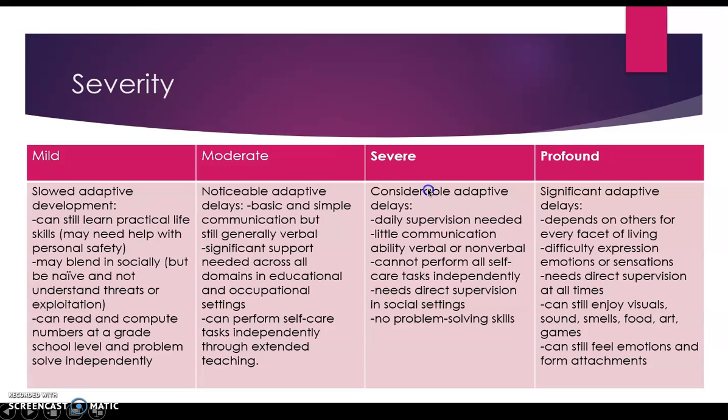Moving on to severe, this is now considerable adaptive delays. Daily supervision is needed at this point. So mild to moderate, still potential to live on your own and be independent. At the severe level, daily supervision is needed. So little communication ability, whether it's verbal or nonverbal. Now you get to the point where someone could be nonverbal even without a physical impairment or other disability.